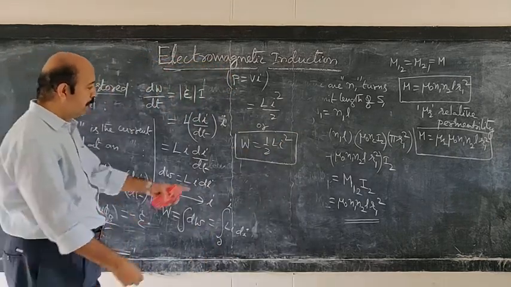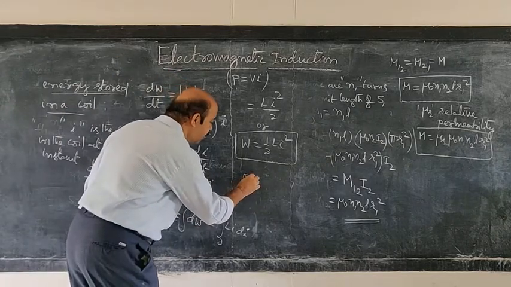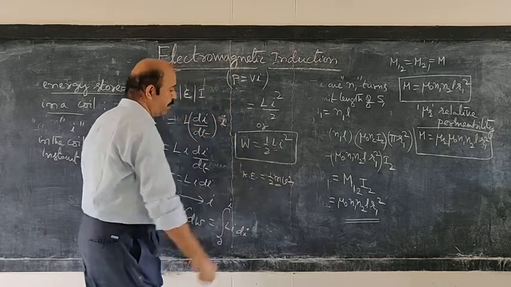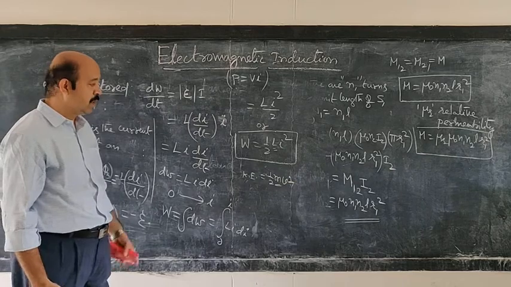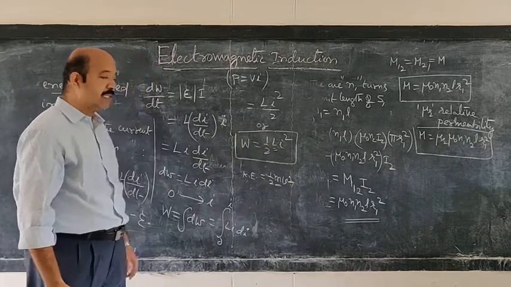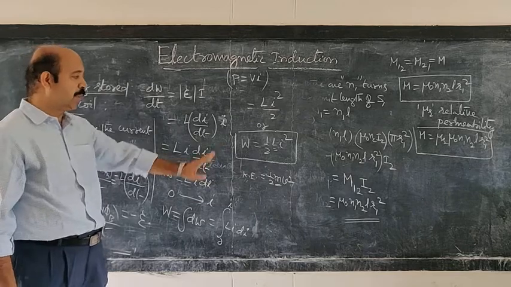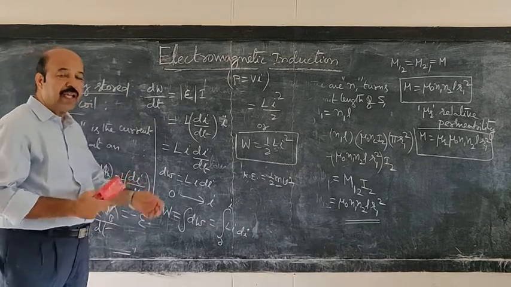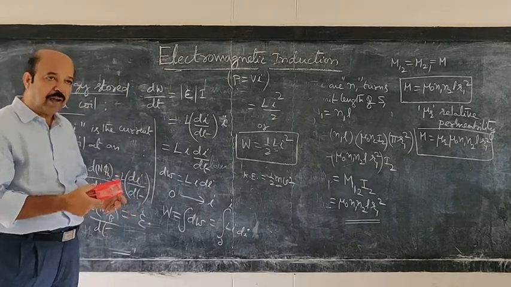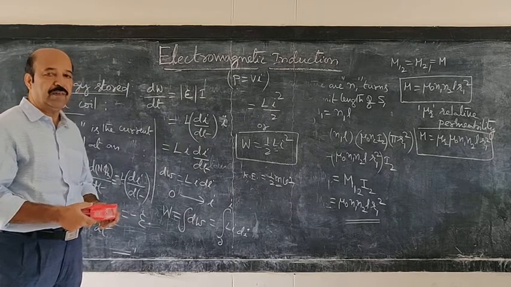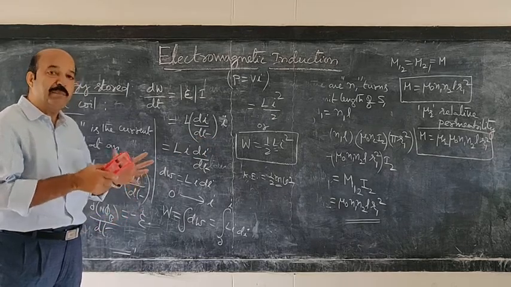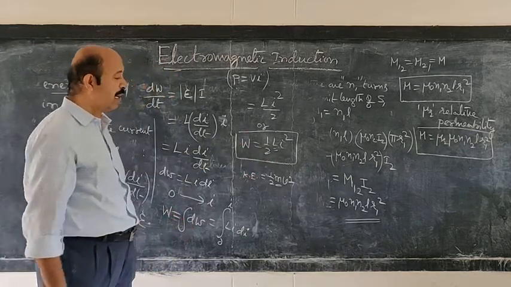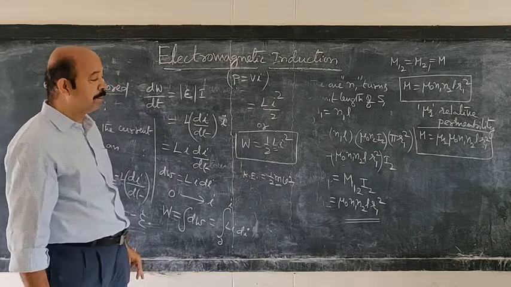Okay, so compare this with the kinetic energy formula in mechanics, half m v square. You can see the mass and L are in the same position. So we can say that self-inductance is equivalent to mass in mechanics, which is responsible for inertia. This is the formula for the energy stored in an inductor or a coil. If it is carrying a current of I, then energy will be stored in the coil in the form of a magnetic field, given by half L I square.